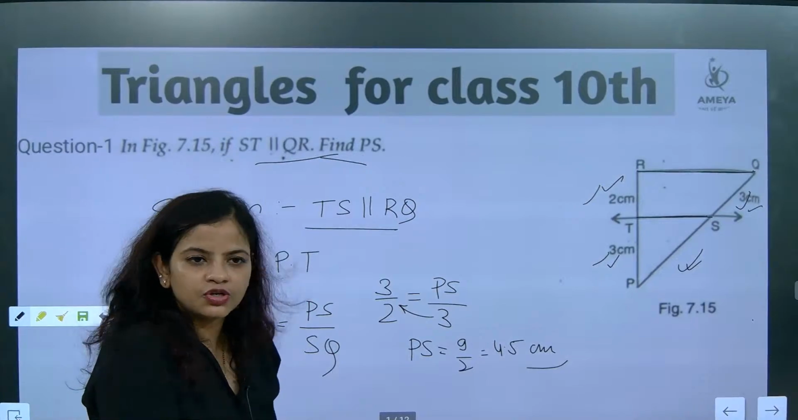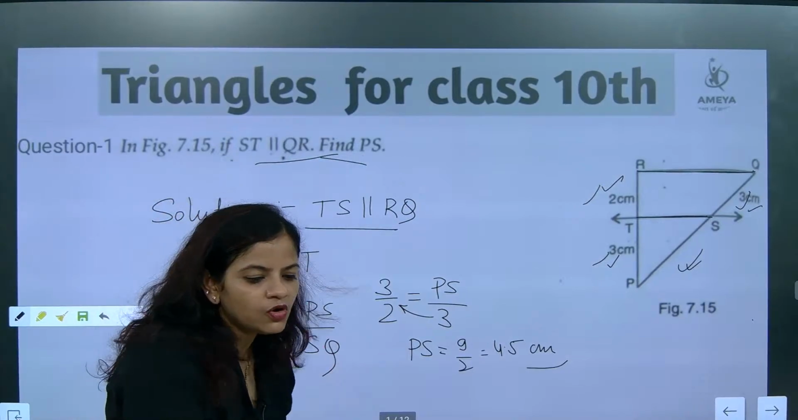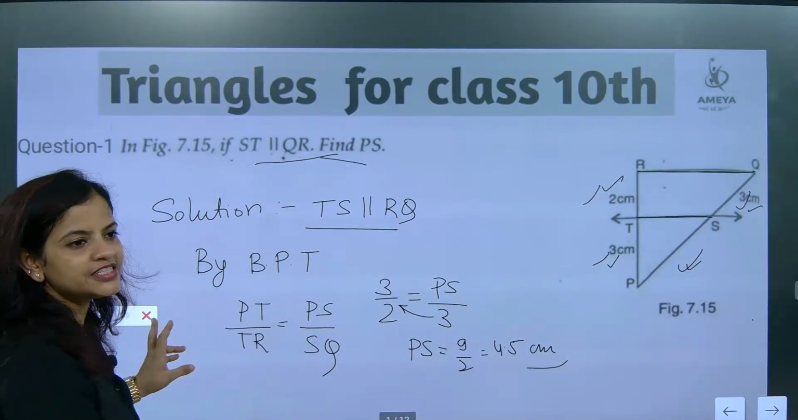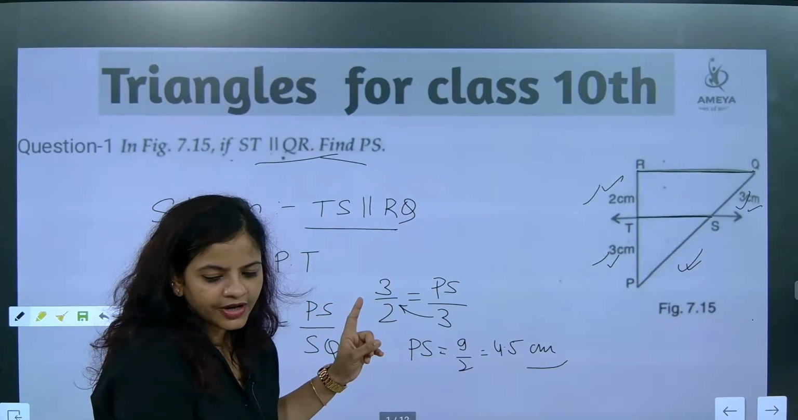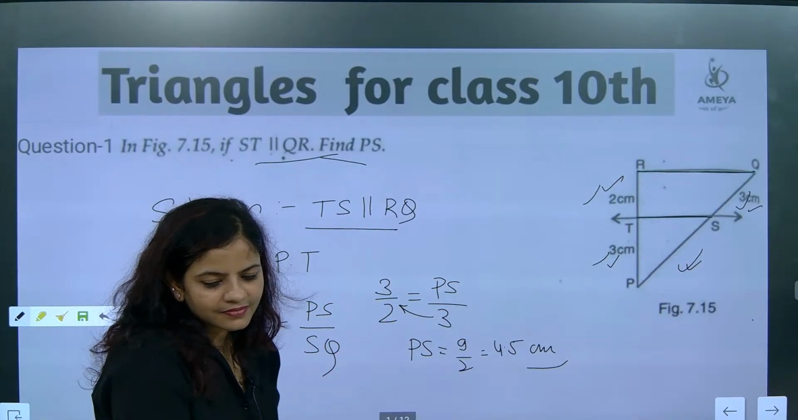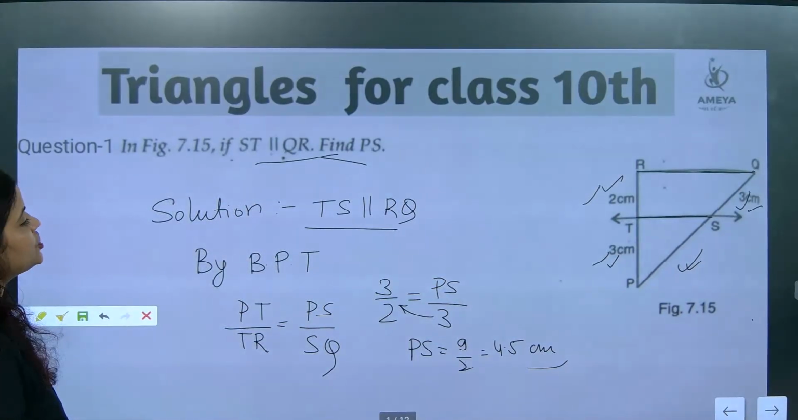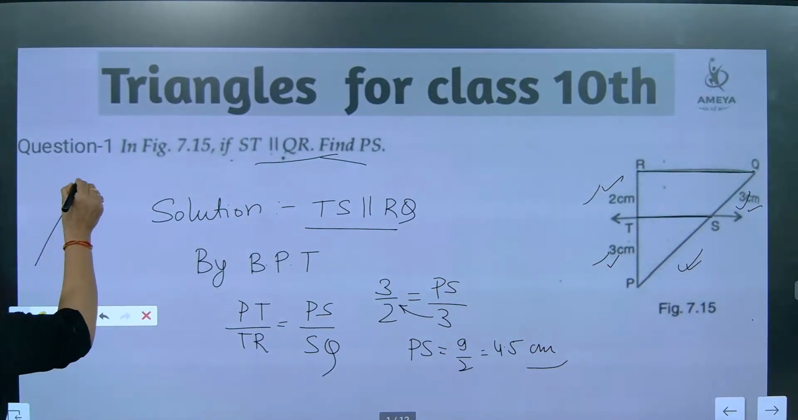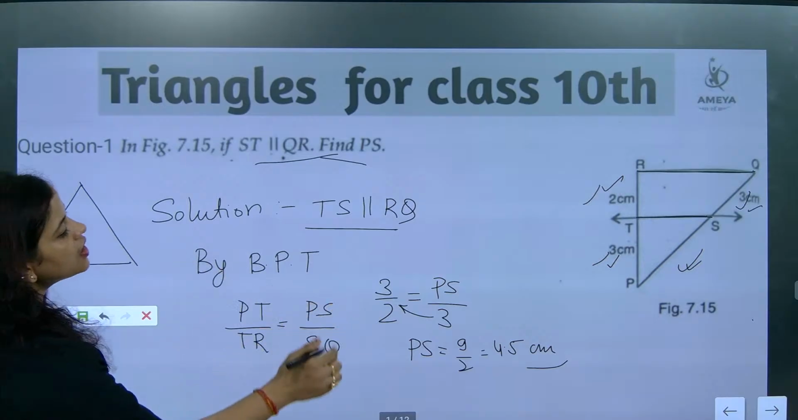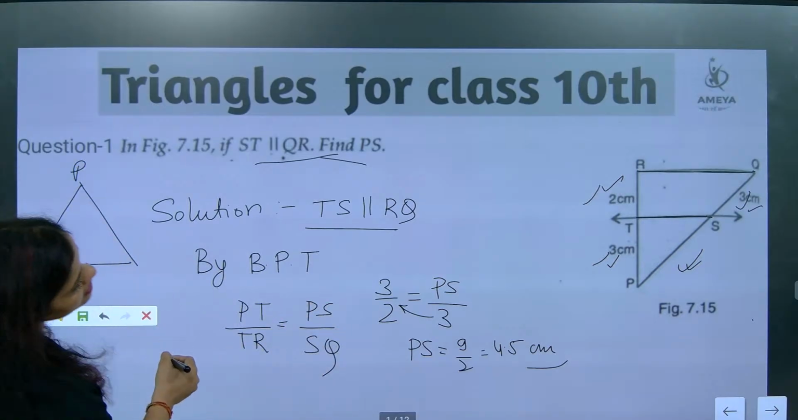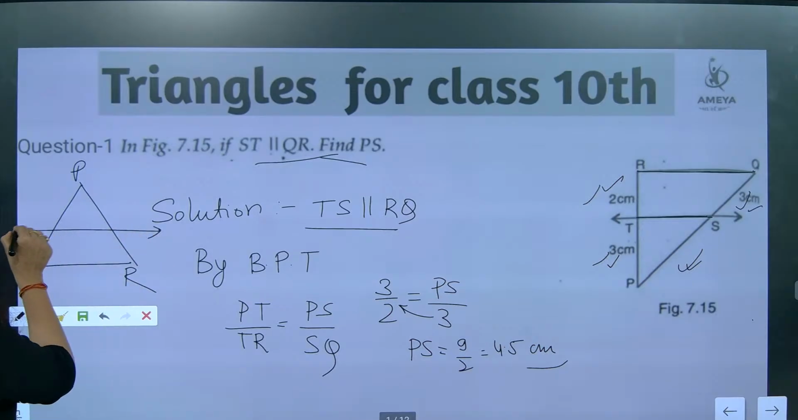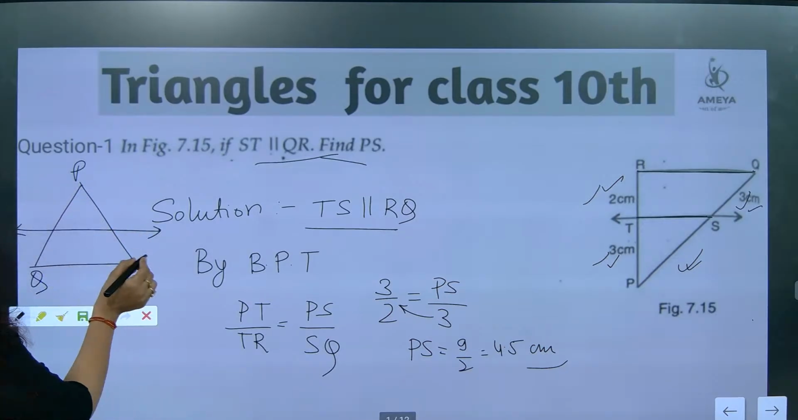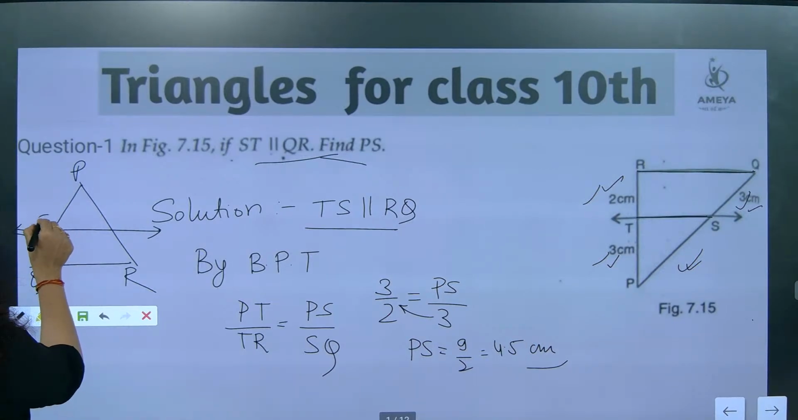So ST parallel to QR. This is done, Jotam. So shall we go for the next question, beta? This one is done, noted. Did you draw it? Correct? Very good. The question given to you is this one. I'm just inverting it. So here it is P, and this is Q, and this is R, and this is the line drawn parallel. So which line is drawn? P side and Q side. It is exactly coming as S, and this part is T.